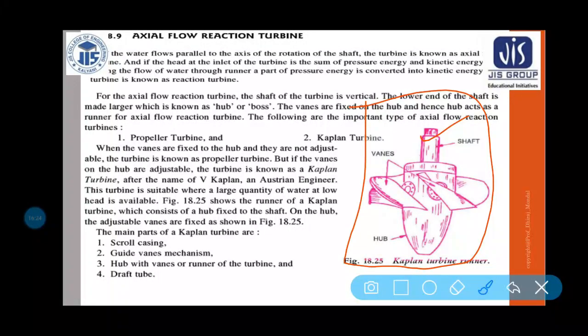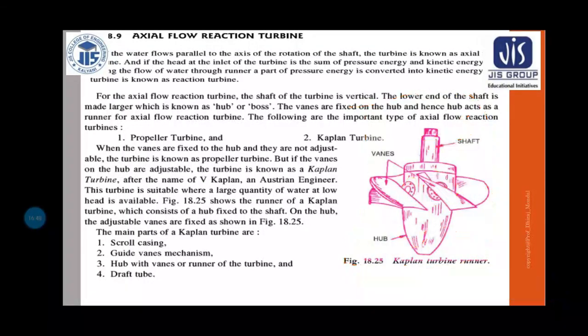Now, as you can see, this is the Kaplan turbine runner, where this one is a shaft. This is called the hub or boss, and this is your vane. This you can adjust, or you can tighten, that means this vane can be adjusted according to our need.